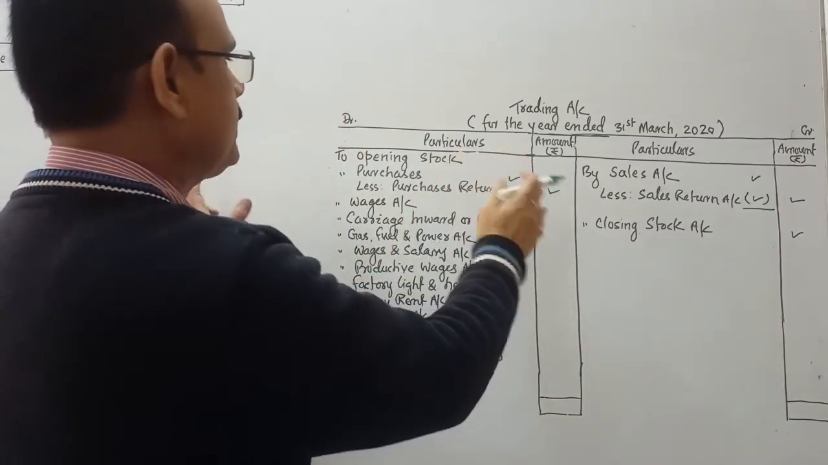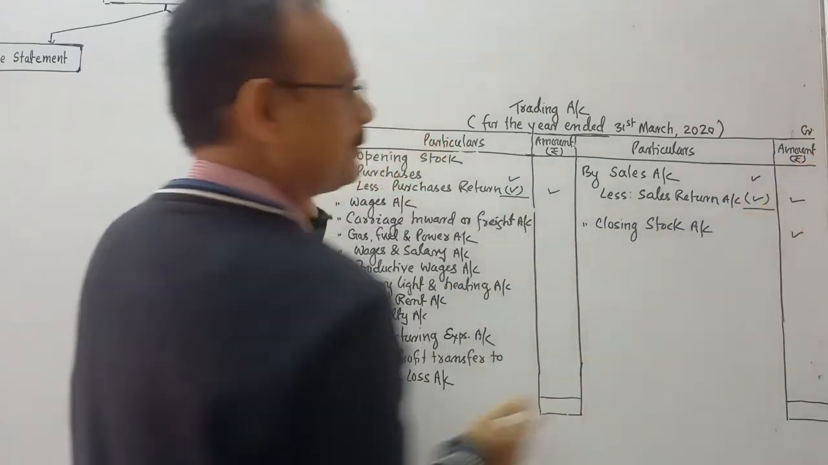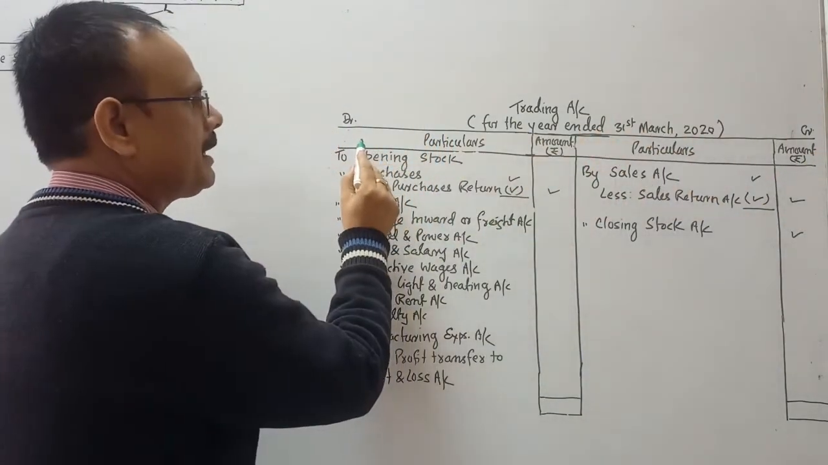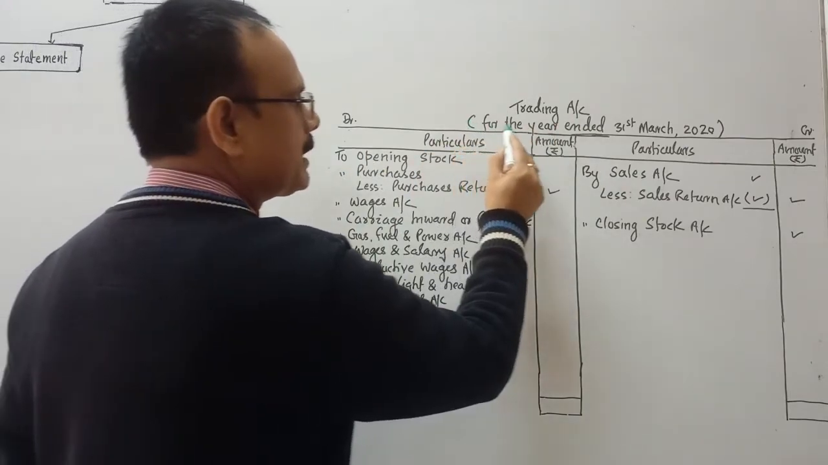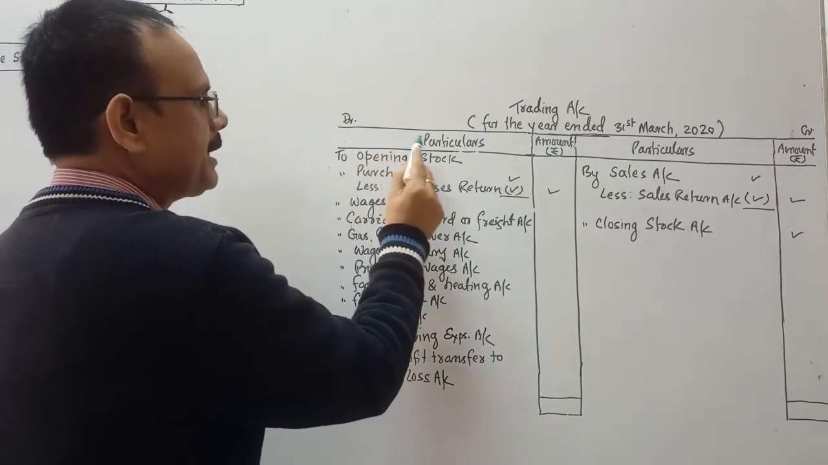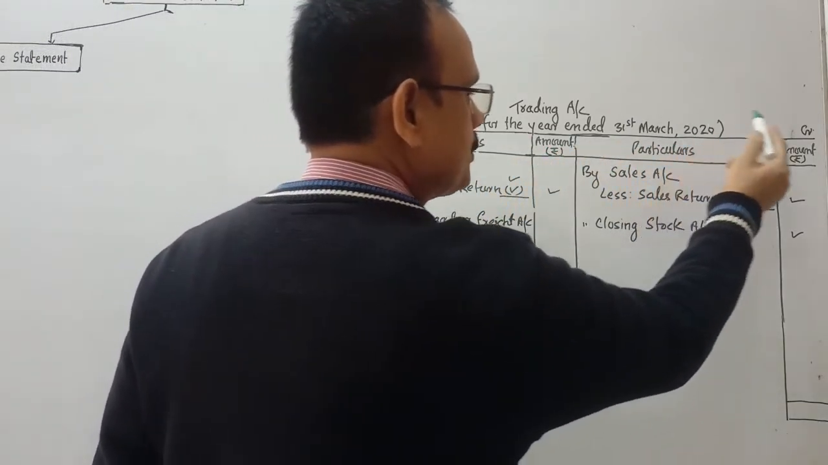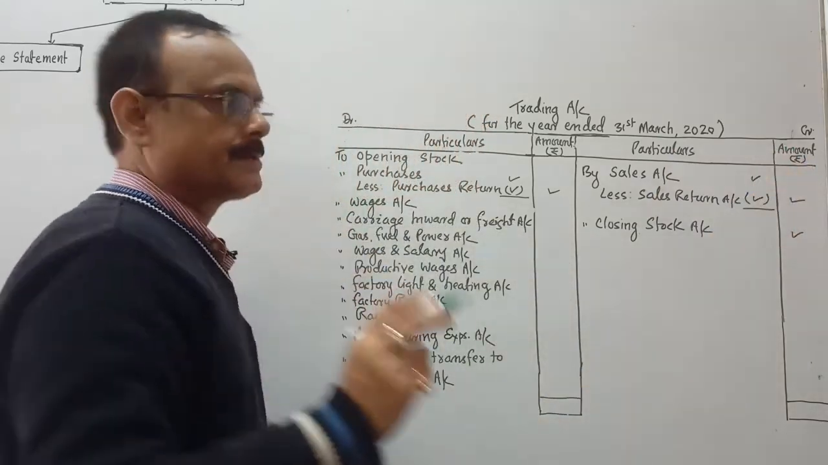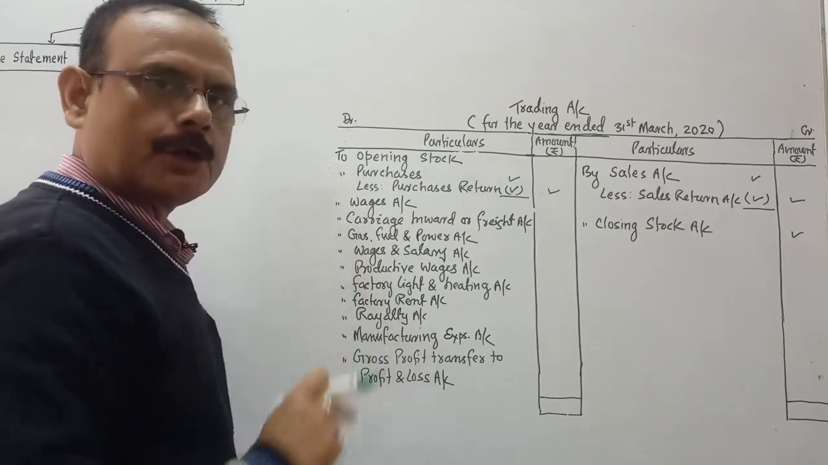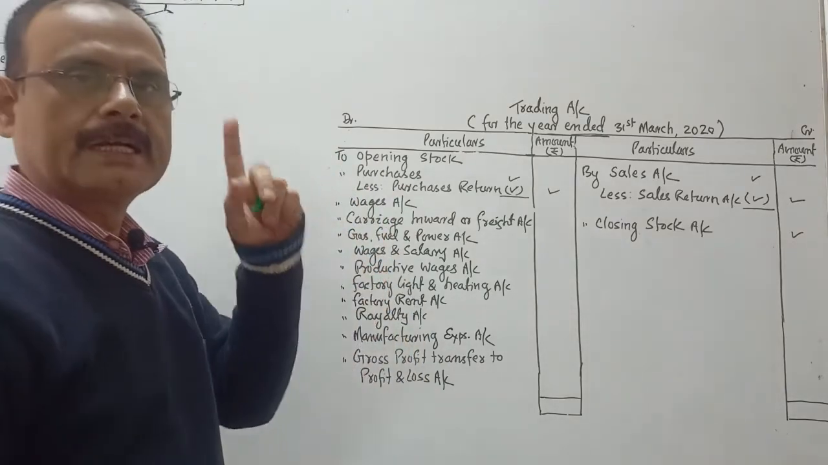Your left hand side is your debit side, and right hand side is your credit side. So the format is trading account for the year ended 31st March 2020. Debit side: particulars, amount in rupees; credit side, the same thing. Now come to the debit side. Start with the opening stock. The previous year's closing balance will be the opening balance for the current year.